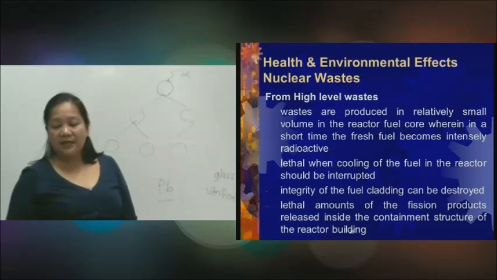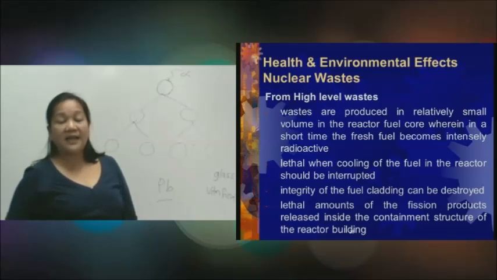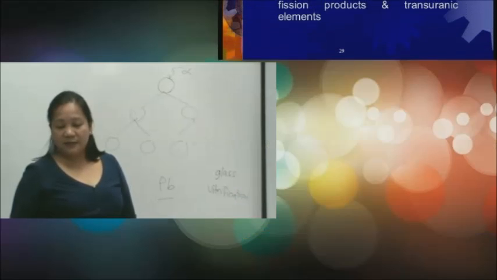Wastes are produced in relatively small volume in the reactor fuel core, where in a short time, the fresh fuel becomes intensely radioactive. So this may be lethal when cooling of the fuel in the reactor is interrupted. So at this part, the high-level waste can be mitigated, unlike the low-level waste.